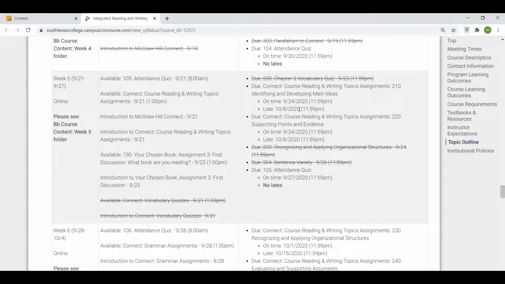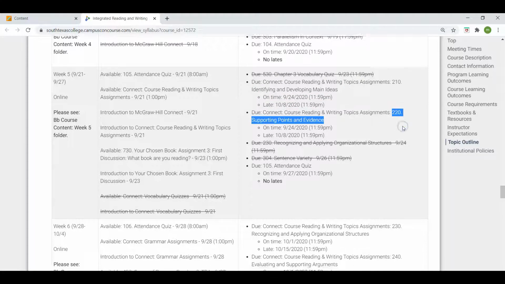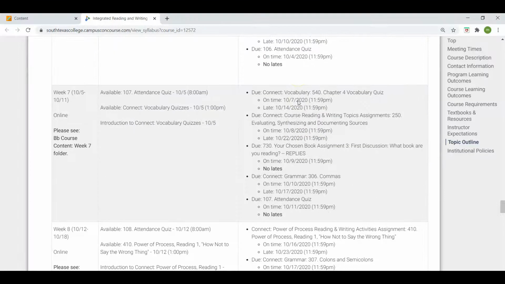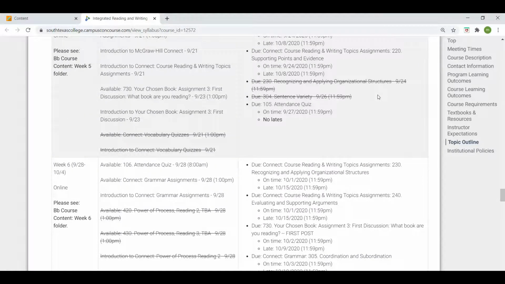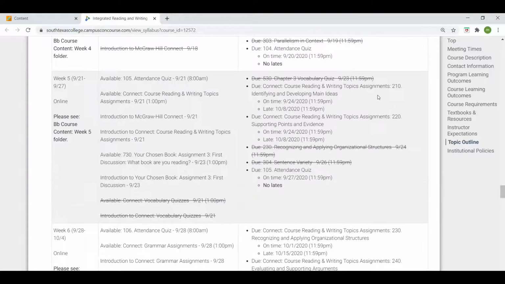I also improved the formatting a bit because before this, I think it only said 210 identifying and developing main ideas, 220 blah blah blah, right? And let me skip to week 7. It said 540 vocabulary quiz. What wasn't clear was that it was a Connect assignment. All right. Now I think you really should know, right? But that's all right. If it's not obvious, one of the things I said earlier is that I'm making it obvious. All right. So now it's obvious. It is obvious that identifying and developing main ideas is a Connect assignment.